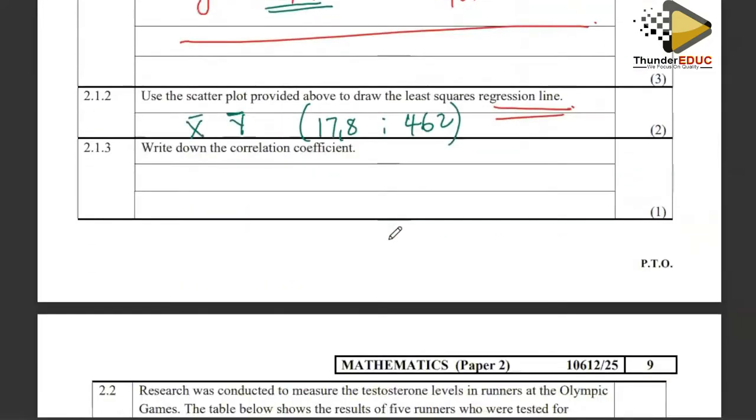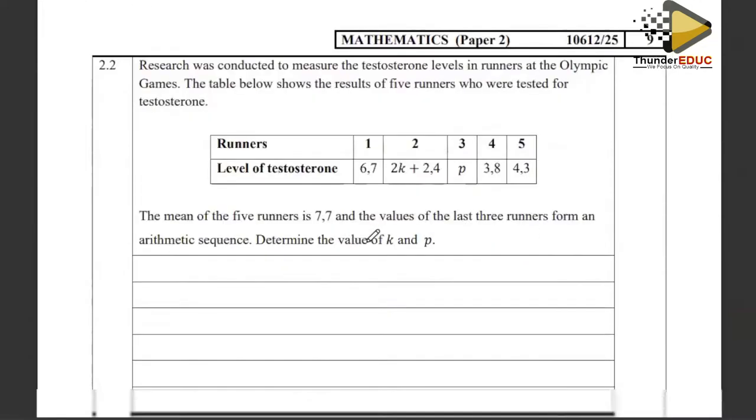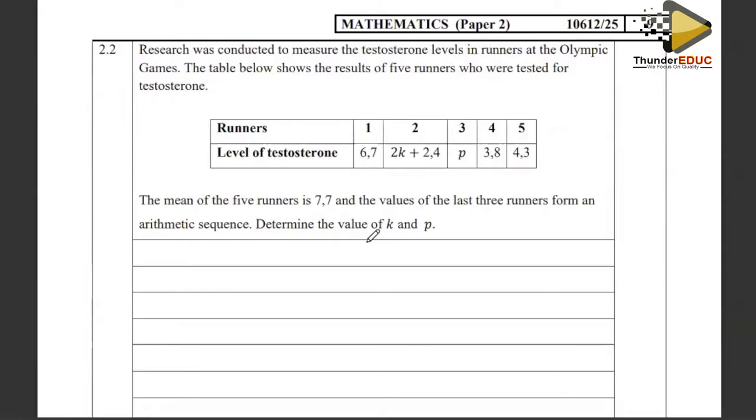Then write down the correlation coefficient. So my R that I'm getting is 0.95 something. When I round it off, I'm getting 0.96. Okay. And then 2.2, okay.